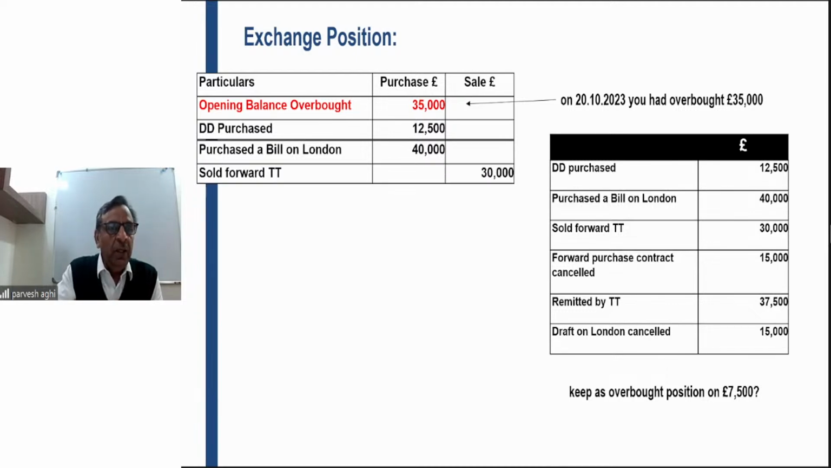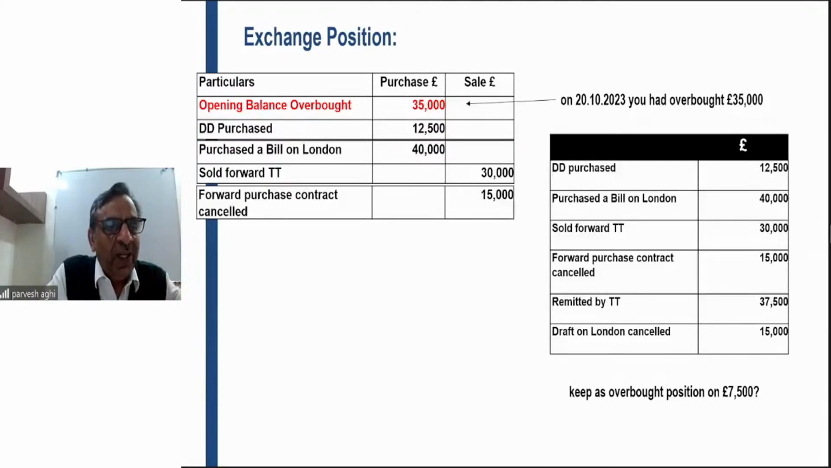Okay, then you sold a forward TT. So you are selling your pounds now. Somebody came and he says, I want a TT, okay, in pounds. So you have a balance of 35,000 in the beginning. Then you purchased another pounds DD. So this DD you have purchased now. The money will come basically only when the DD gets presented. Similarly, you purchase a bill, the money will come into your account only when it gets presented. So it will hit your exchange position, but not the account. Sold a forward TT. So the moment you sold a forward TT, it's going to hit your exchange position, but may not hit your nostro account. Only on the date when the forward date matures, it may hit your nostro account.